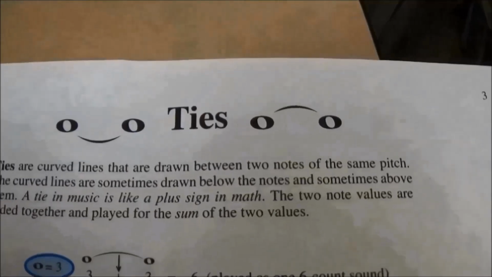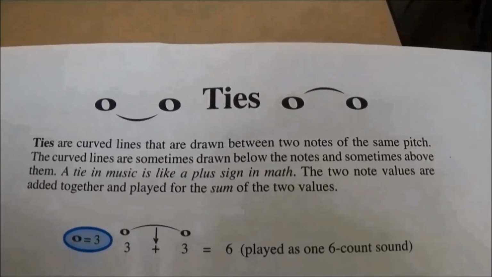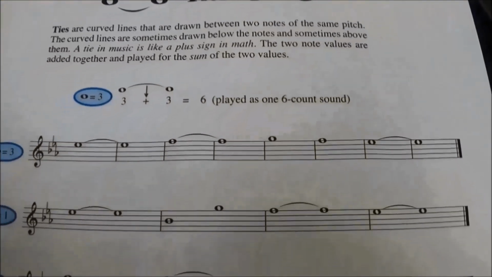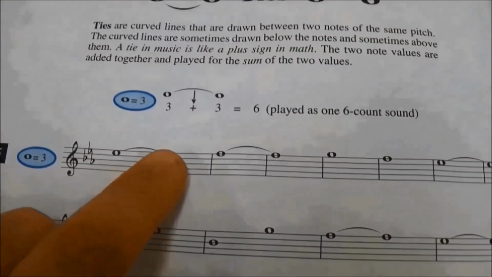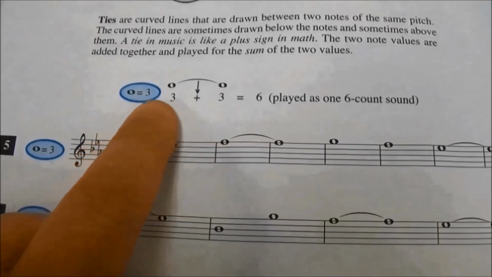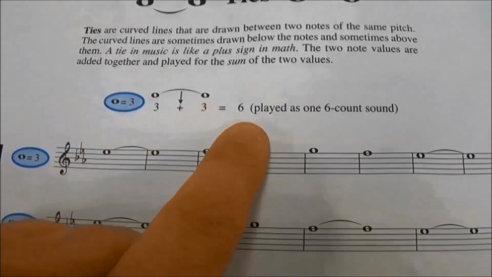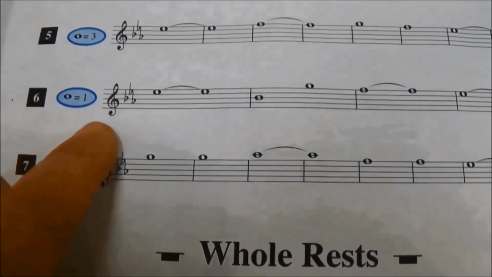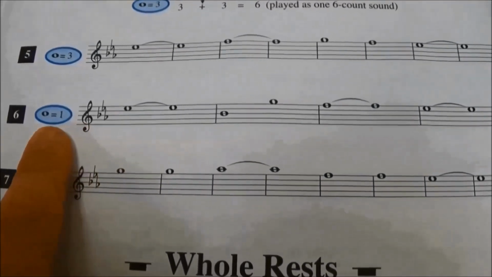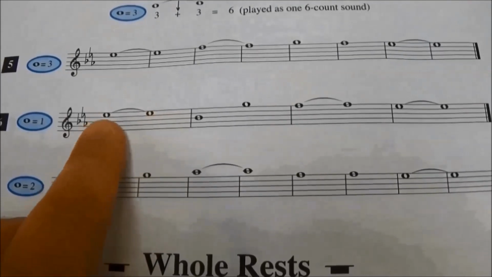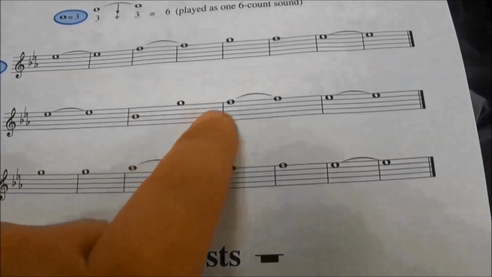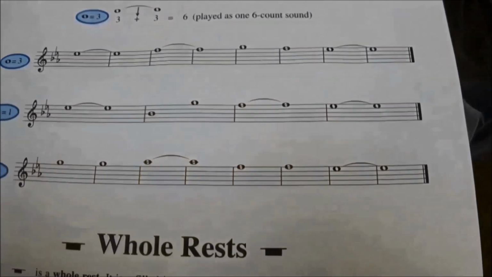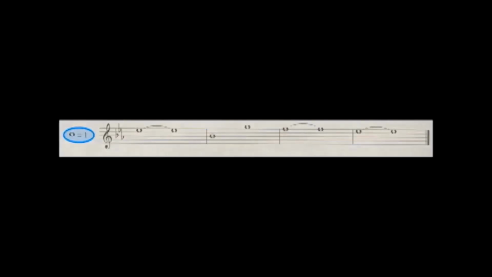Next, the book talks about ties and how ties work. And it's going to show us that if you have a whole note equal 3, that's going to equal 6 whenever you tie it all together. The band's actually going to try this. We're going to try number 6. We're using 1 count whole notes now. So you'll hear that played for 2. 1, 1, 2, 2. Let's hear what that sounds like. 1, 2, ready, play.